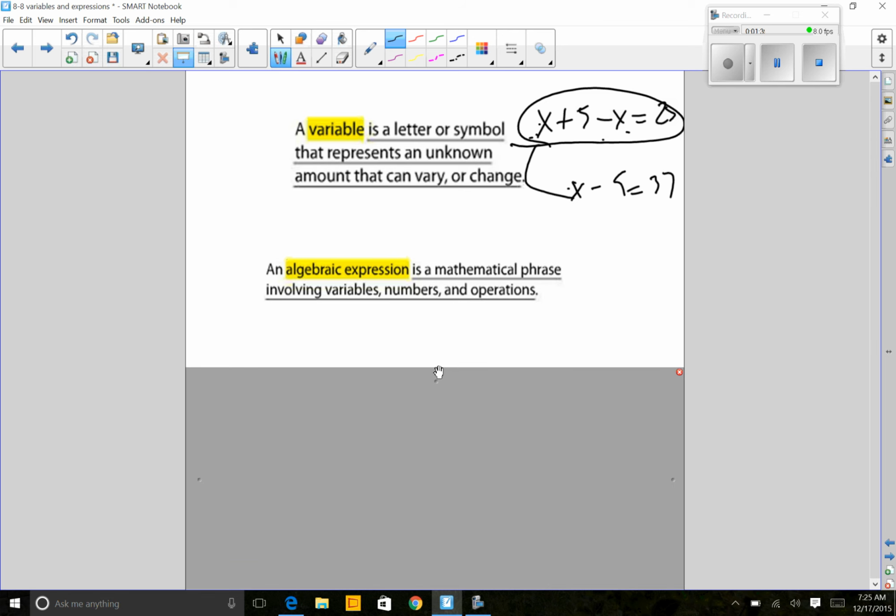An algebraic expression is a mathematical phrase involving variables, numbers, and operations. So remember, an algebraic expression has variables, numbers, and operations, but it does not have an equal sign, right? An expression does not have an equal sign. Okay, but because it's algebraic, it has variables. So if on the test it says write an algebraic expression, it should have a variable in it, and then obviously numbers and operations.